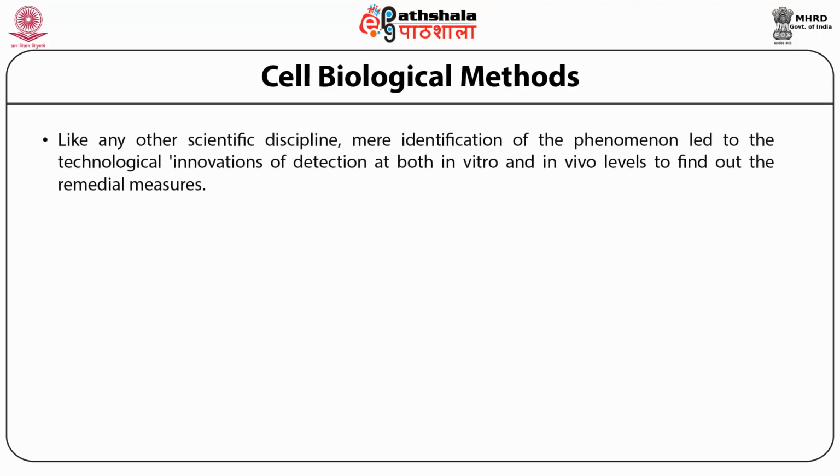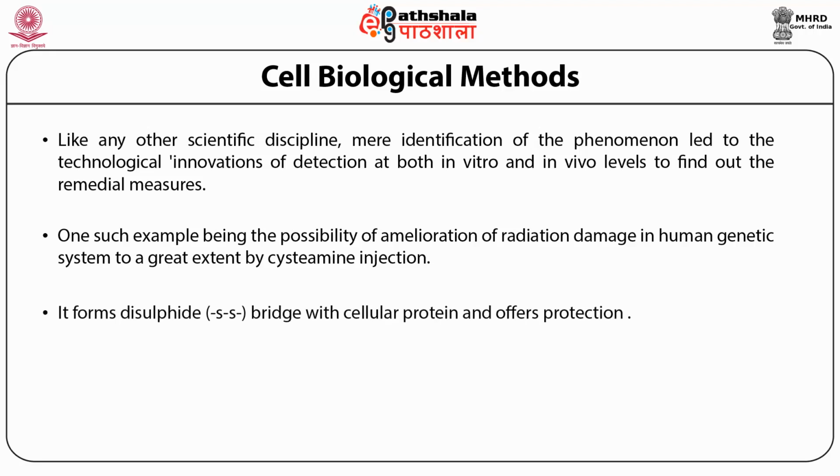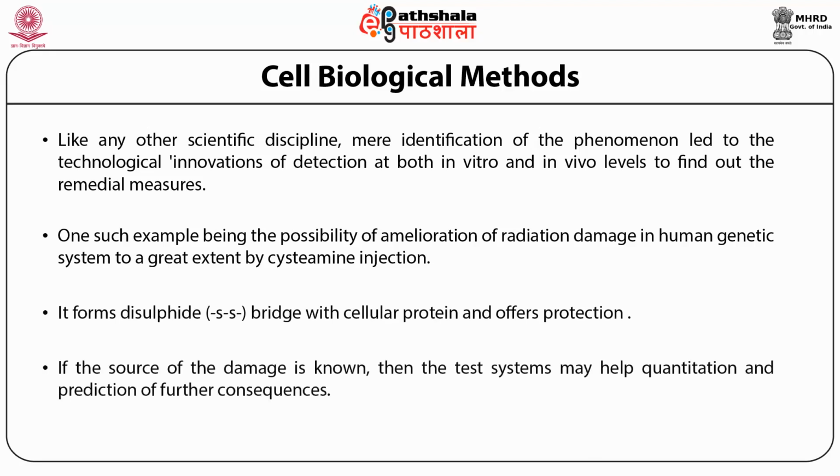Like any other scientific discipline, mere identification of the phenomenon led to the technological innovations of detection at both in vitro and in vivo levels to find out the remedial measures. One such example is the possibility of amelioration of radiation damage in human genetic system to a great extent by cysteamine injection. It forms disulfide with cellular protein and offers protection. If the source of the damage is known, then the test systems may help quantitation and prediction of further consequences. Thus, they can act as warning systems. The tests are simple and inexpensive also.